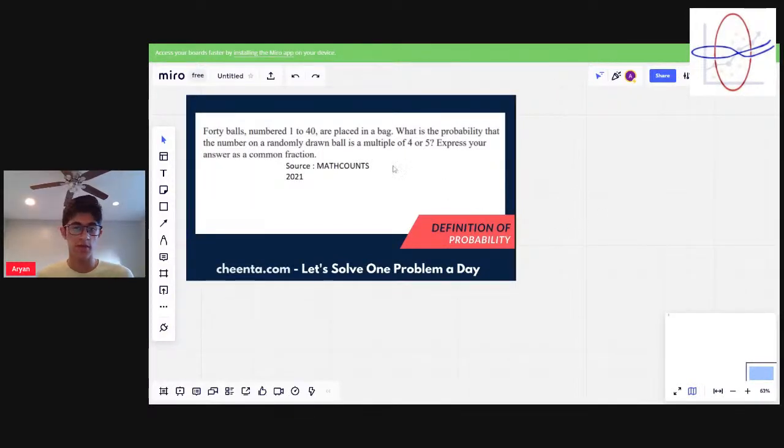Today we're going to be looking at the following MATHCOUNTS problem, and it is a probability question, so let's get started. 40 balls numbered 1 to 40 are placed in a bag. What is the probability that the number on a randomly drawn ball is either a multiple of 4 or 5? And we need to express our answer as a common fraction.